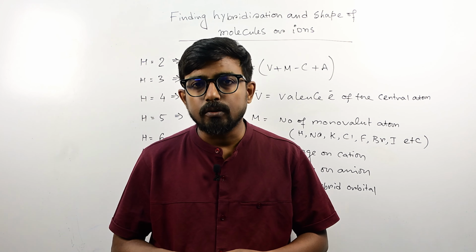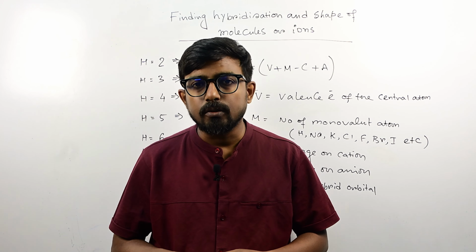H equals 6 means sp3d2, that is 1s, 3p and 2d. And H equals 7 means 1s, 3p and 3d, so sp3d3. So with the help of this H, we can easily find the hybridization. Now if we know the hybridization, we can easily find the shape of the molecule and the number of lone pairs and bond pairs present in the molecule.